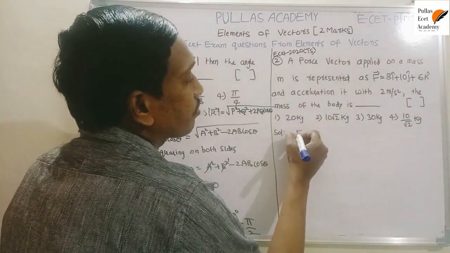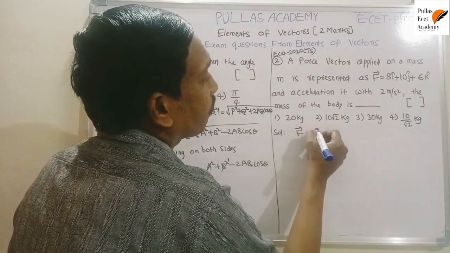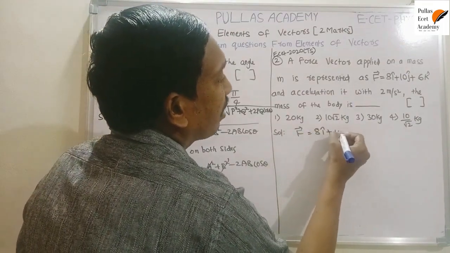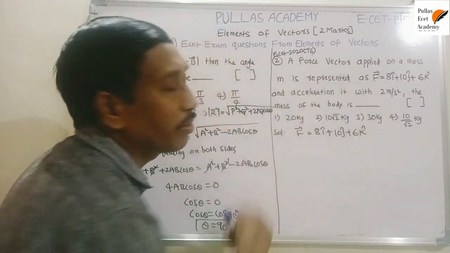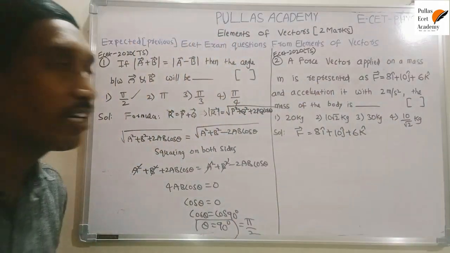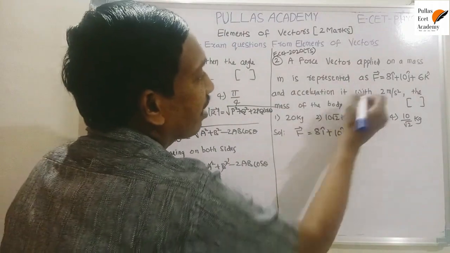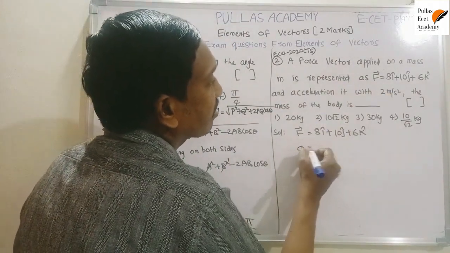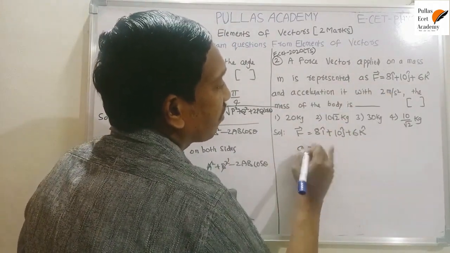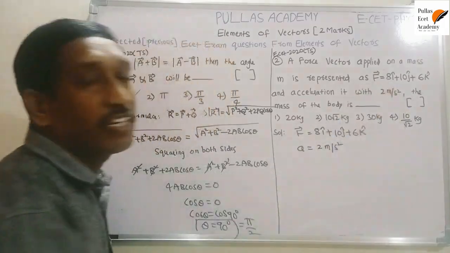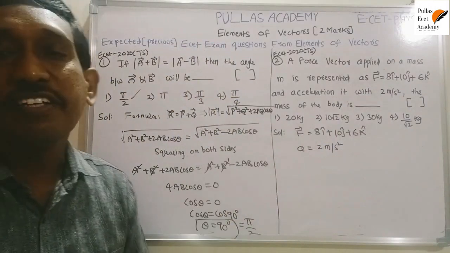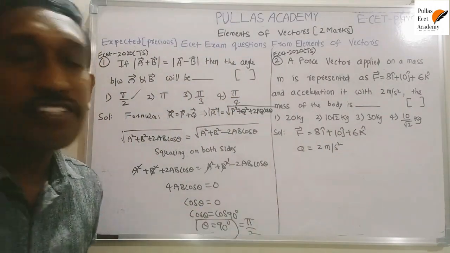What are the given values here? Force is given, and that force is given in vector form. If anything is given in terms of i, j, k unit vectors, you have to understand that it is given in vector form. And what else is given here? Acceleration is given as 2 meter per second square. That means acceleration is also a vector, but here it is not given in terms of i, j, k. Only the magnitude of acceleration is given.